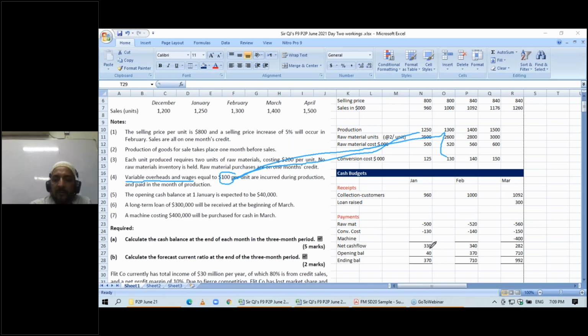Yes, I have taken the opening balance over here, 40, the opening balance of cash, and then added 330 to it. So I arrived at 370. Then this 370 becomes the opening balance for the next month, and 710 becomes the opening balance for the next month. So the opening balance has been added to the net cash flow, the net cash receipts during the period. Variable overhead cost, yes. Right?